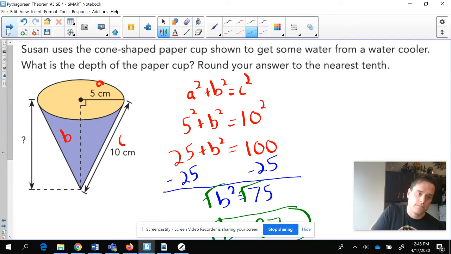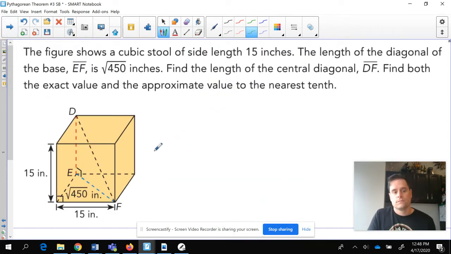It's a little bit tougher. So, number 2, we say that a figure shows a cubic stool of side length 15 inches. It says the length of the diagonal of the base, EF, is the square root of 450 inches. It says find the length of the central diagonal, or DF. It says find both the exact value and the approximate value to the nearest tenth.